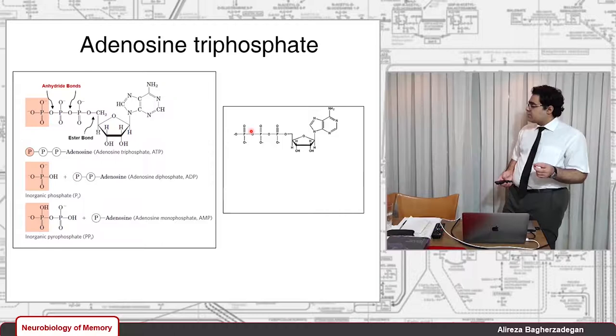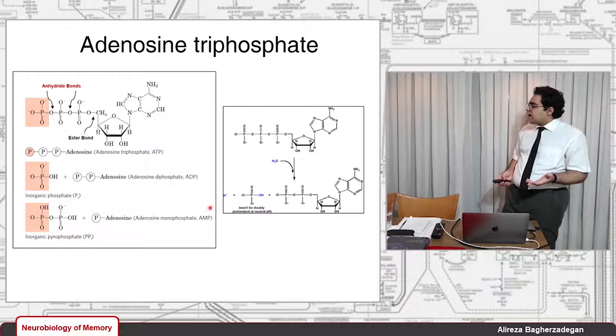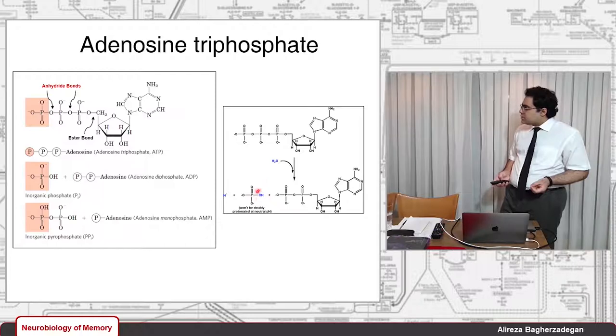I want to show you something about the hydrolysis of ATP. This is the ATP. For hydrolysis, of course, we need water. So water comes in, and one of these phosphates, the gamma phosphate, is released. Here it is. We also have this little proton, or hydrogen ion, that is released, and the hydroxyl group, oxygen and hydrogen of water, is attached to this phosphate, and now this phosphate is removed or hydrolyzed.